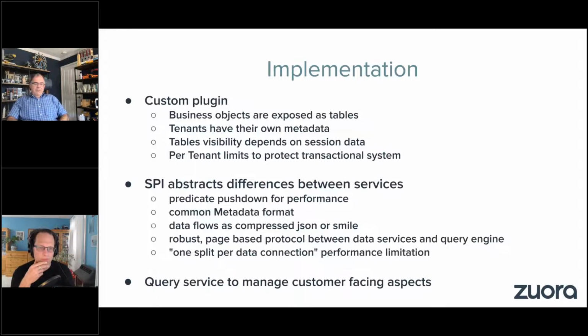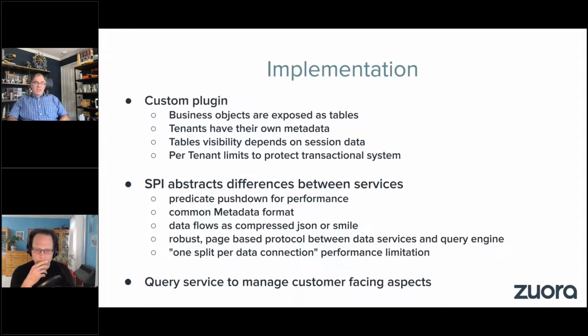We move the data between our data services and Presto as compressed JSON. We experimented with Smile as well, but compressed JSON ultimately has about the same performance characteristics, and it's more compatible because JSON is more common across technology than Smile, which is still very much a Java thing.